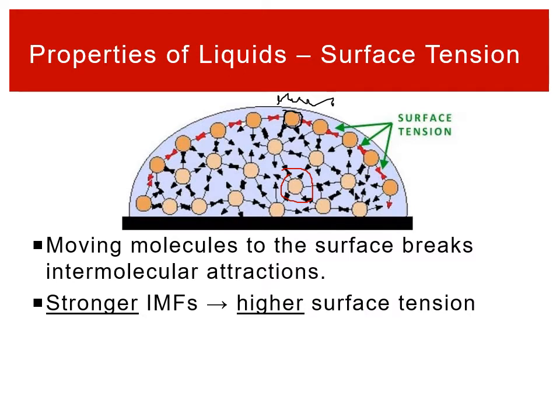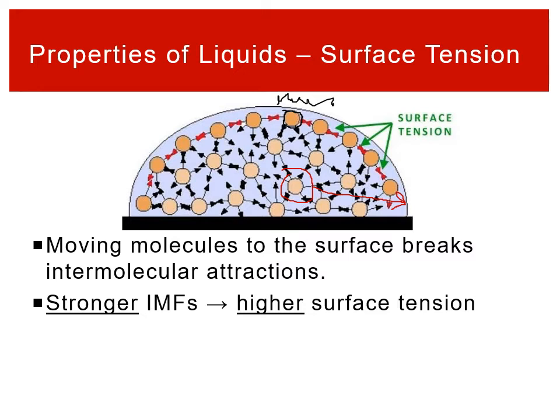And so in order to increase the surface, you have to take one of these molecules from the bulk, where it's surrounded by partners, and move it to the surface where it has fewer partners. And the stronger the intermolecular forces are on these molecules, the more resistant those molecules are going to be to moving out to the surface. They don't want to move to the surface. They want to stay inside the bulk.